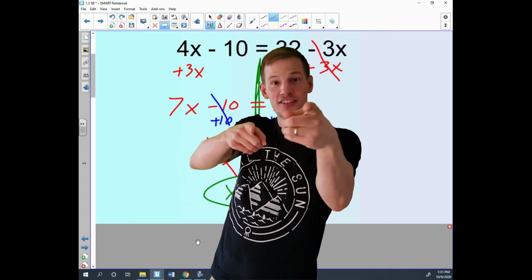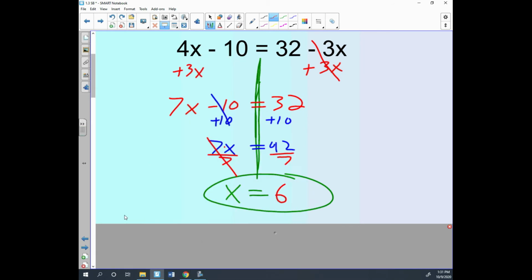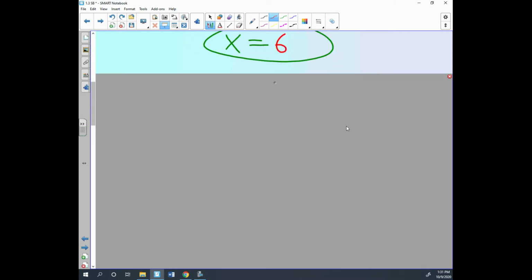You got a whole number as an answer. Now you can always plug it back into these ones and check, and you will get the right answer because every step we did was mathematically correct.